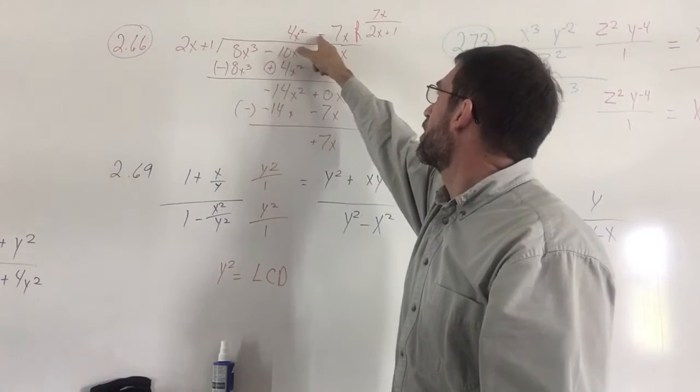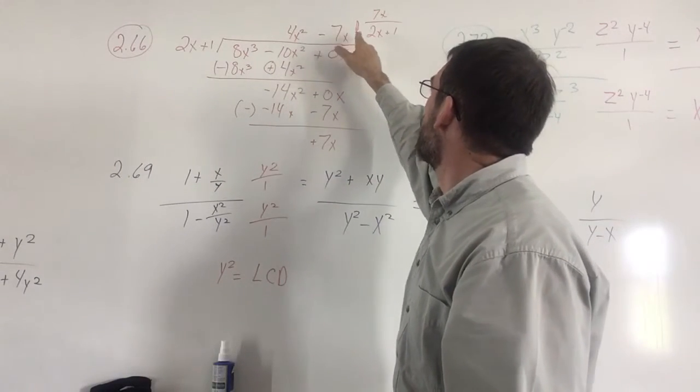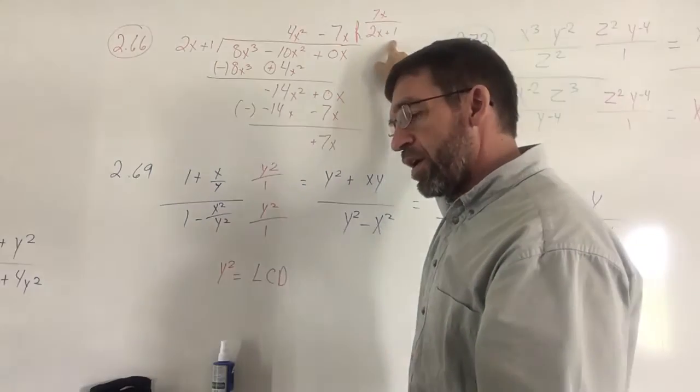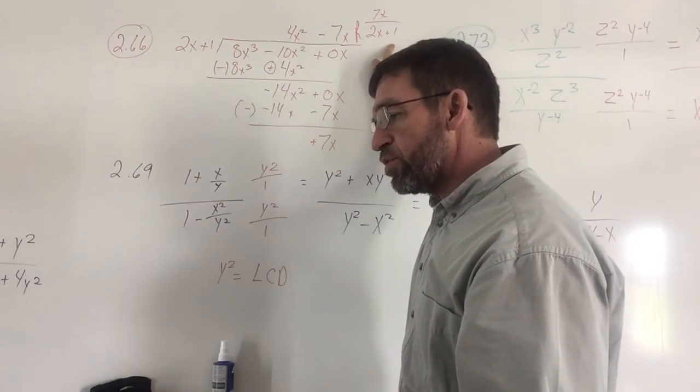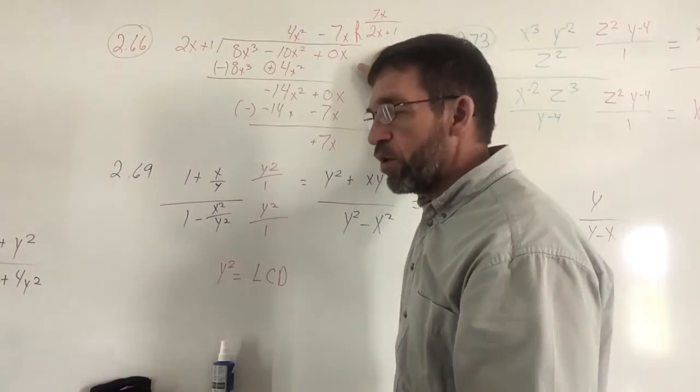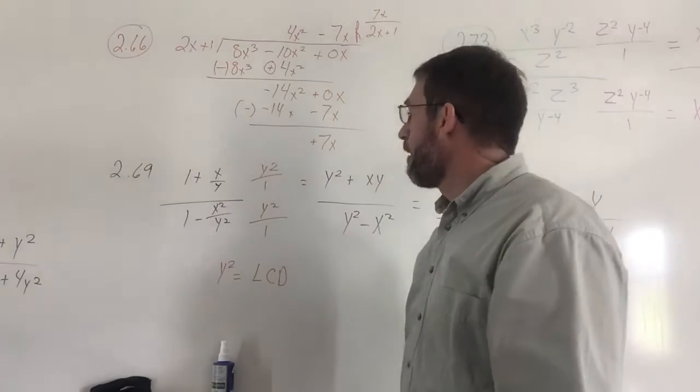I have 4x squared negative 7x remainder 7x with 2x plus 1 under it. Let me tell you what, I did number 267, and that one's a lot bigger. But it's done the same way. You'll do it exactly the same way.